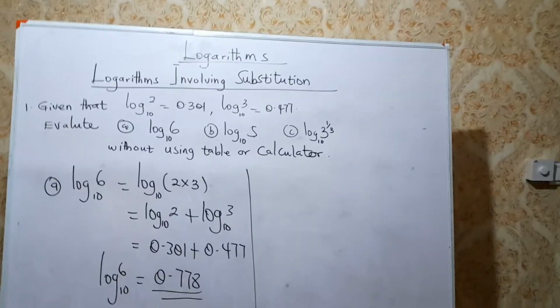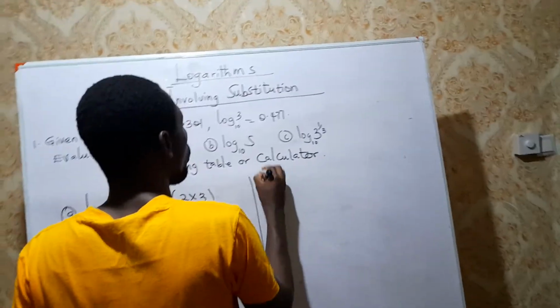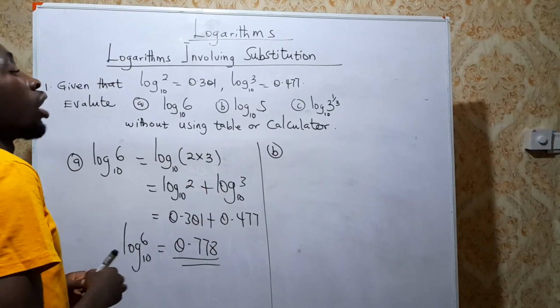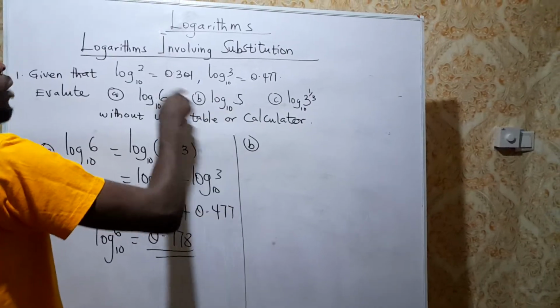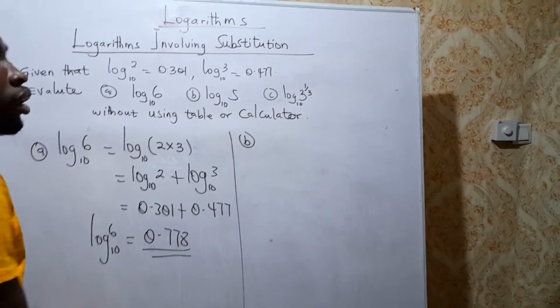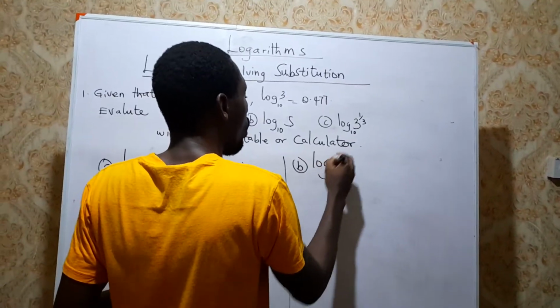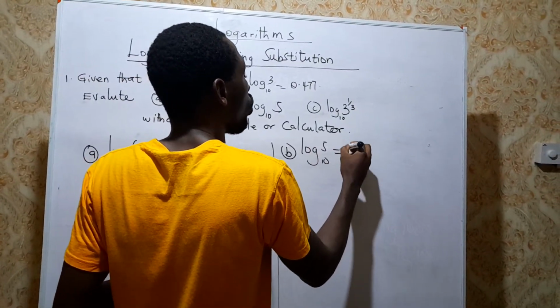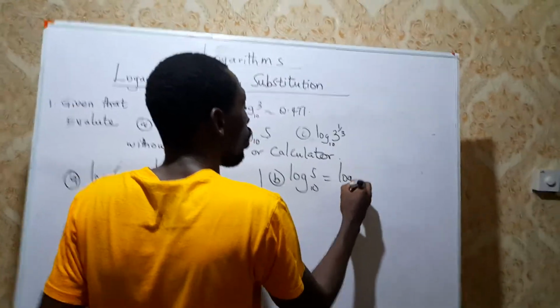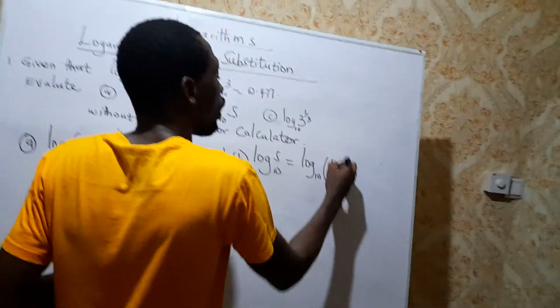So let's solve the second one, B. We want to evaluate log 5 base 10 without using a calculator. Look at it. When I divide 10 by 2, I'll get 5. Then I can rewrite this log 5 base 10 as being equal to log base 10 of 10 over 2.